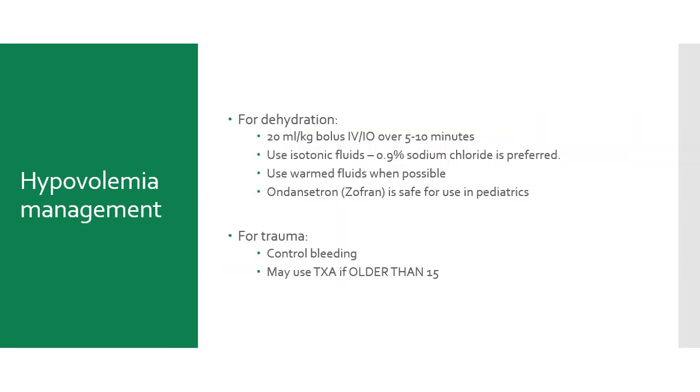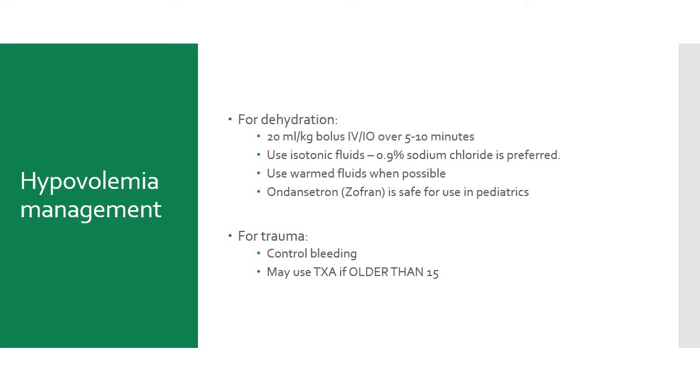So how do we manage hypovolemia? If we're just talking about dehydration, we want to get IV or IO access if the kid can't take adequate oral fluids. I'll tell you, in pediatrics and adults, oral rehydration is always preferred because it's safer and more effective. But if that's not an option, then we're going to go for intravascular, intraosseous.